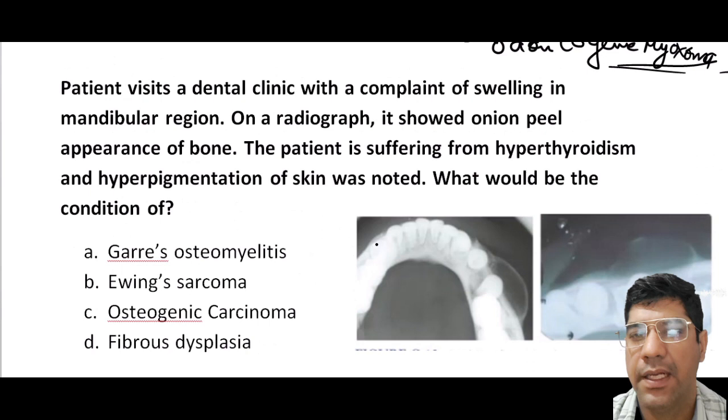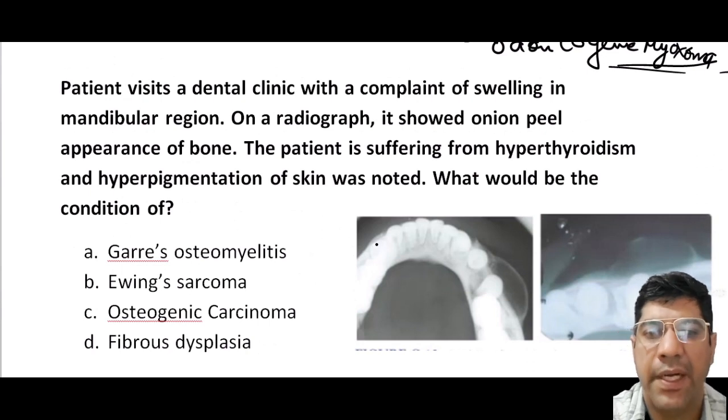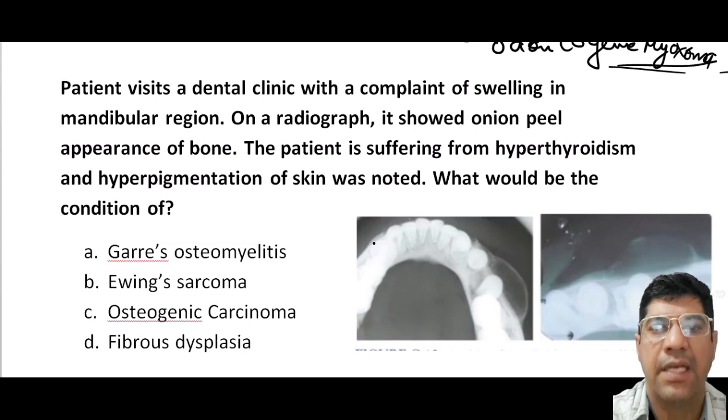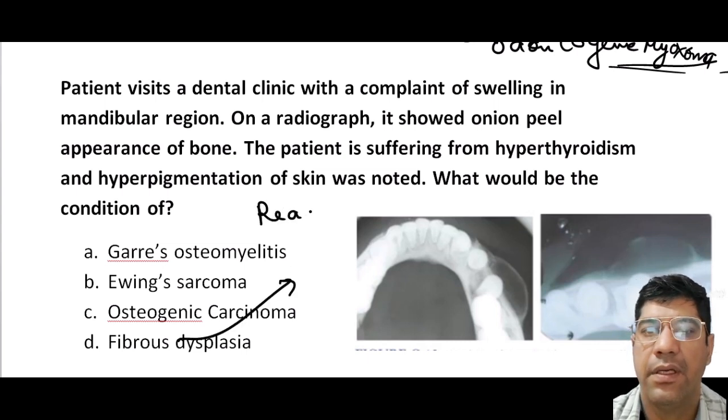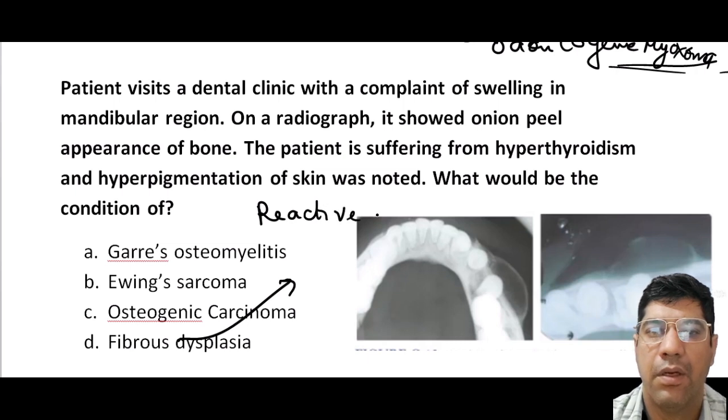A patient visited a dental clinic with a complaint of swelling in the mandibular region. On radiograph, it shows an onion peel appearance. So onion peel appearance is typically associated with osteomyelitis. Garre's osteomyelitis is a type of chronic osteomyelitis that leads to reactive new bone formation.